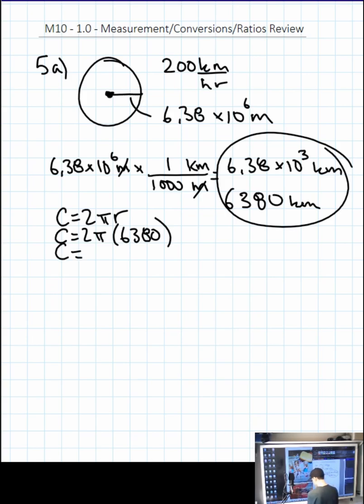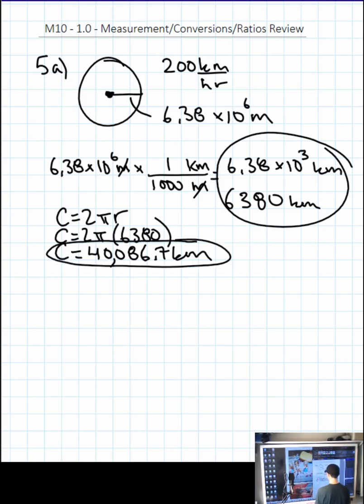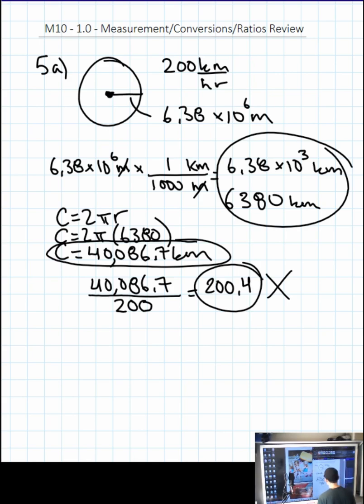And the circumference of the Earth is therefore 40,086.7 kilometers. I'm going to circle my partial answer and a logic check. Yes, the world has a circumference of about 40,000 kilometers. So now we just have to take that value, 40,086.7, and simply divide it by our speed, 200. We want to figure out how many times 200 goes in. And we get 200.4 times, 204 times.